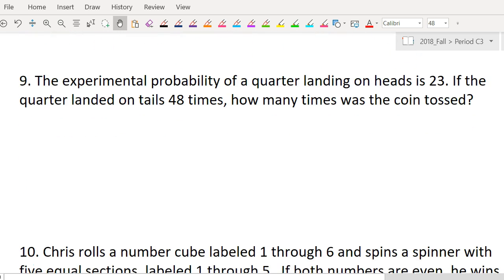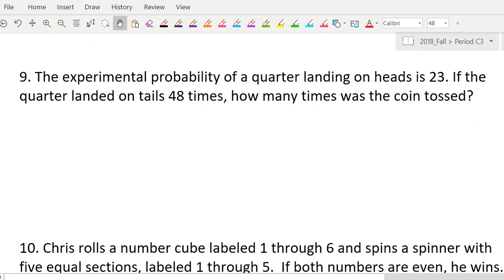The experimental probability of a quarter landing on heads is 2/3. If the quarter landed on tails this many times, how many times was the coin tossed? What do you think? Wouldn't you have to add them? Wait a second. Yep. So that is 71, right? Yeah, 71. We added them together. What? I just looked back at number 8.